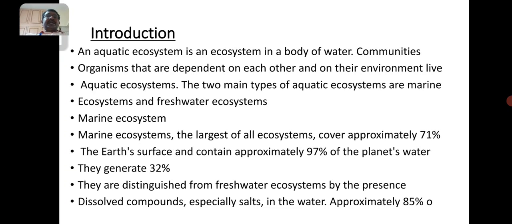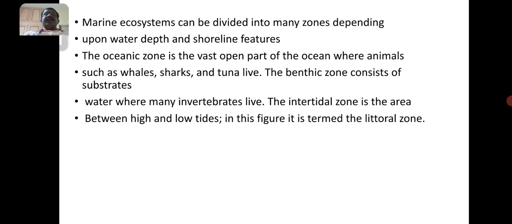The marine ecosystem is the largest. It covers approximately 71% of the Earth's surface and contains approximately 97% of the planet's water. They generate only 32%. They are distinct from the freshwater ecosystem by the presence of dissolved compounds, especially salts in the water, approximately 85%. The marine ecosystem can be divided into many zones depending upon the water depth and shoreline features.